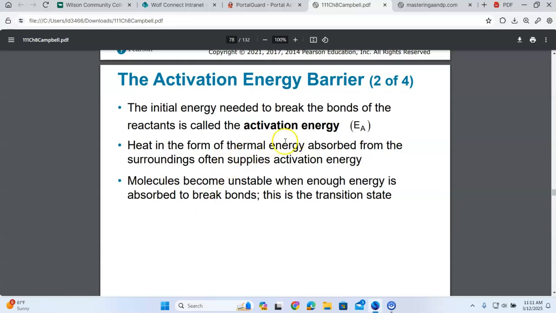The activation energy, you will need to know the definition of this term. The activation energy is the energy needed to break the bonds of the reactants. It's called the activation energy. And the way enzymes work is they lower this activation energy. And when you lower the activation energy, the reaction occurs faster. Okay?